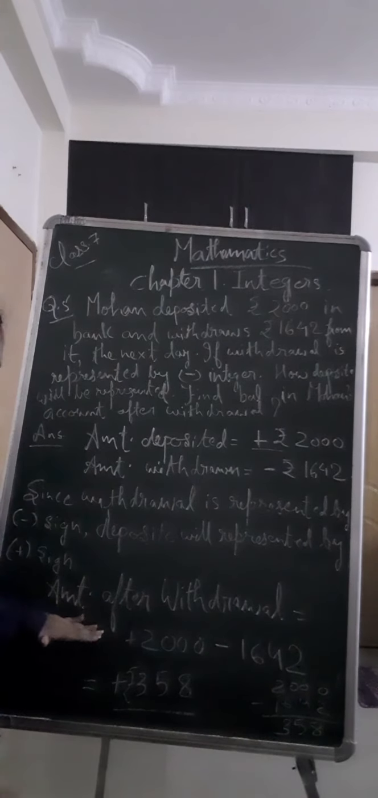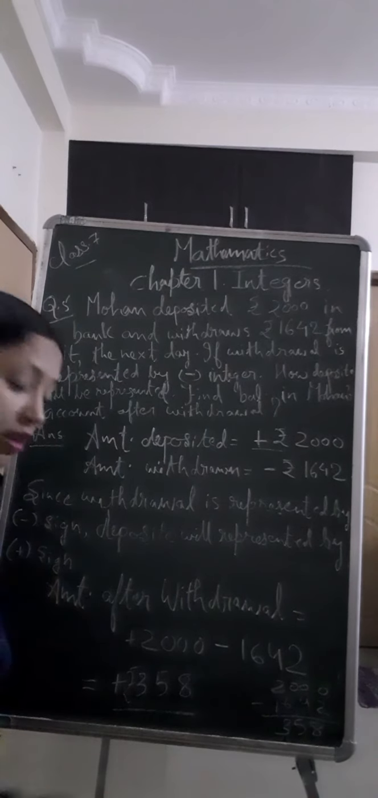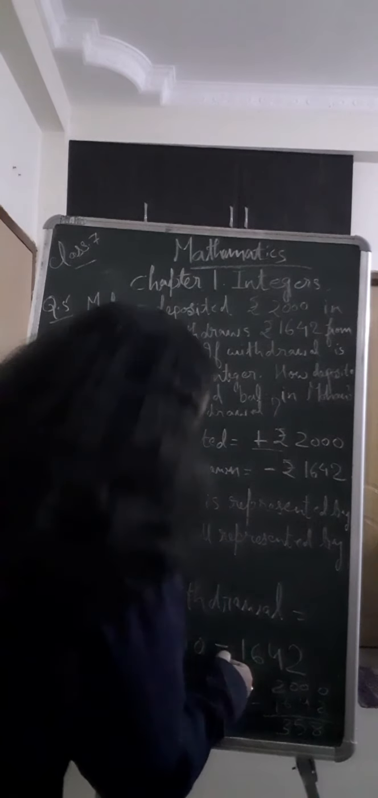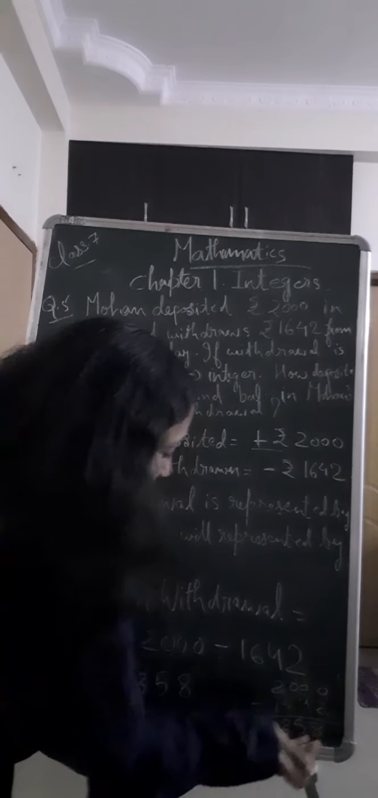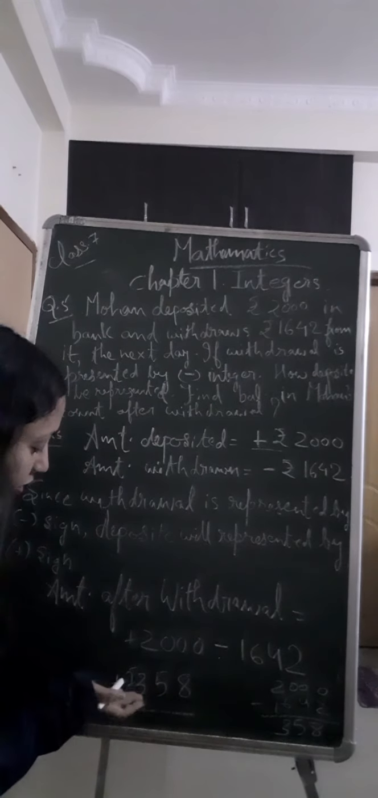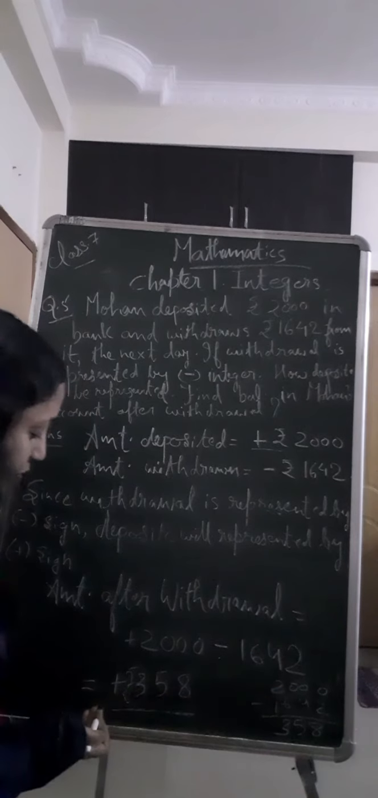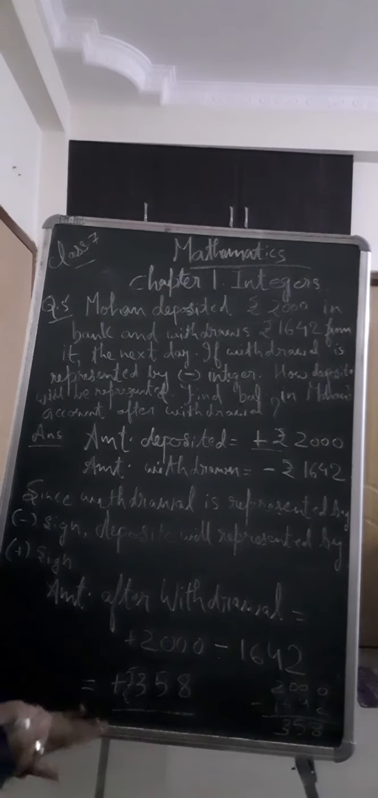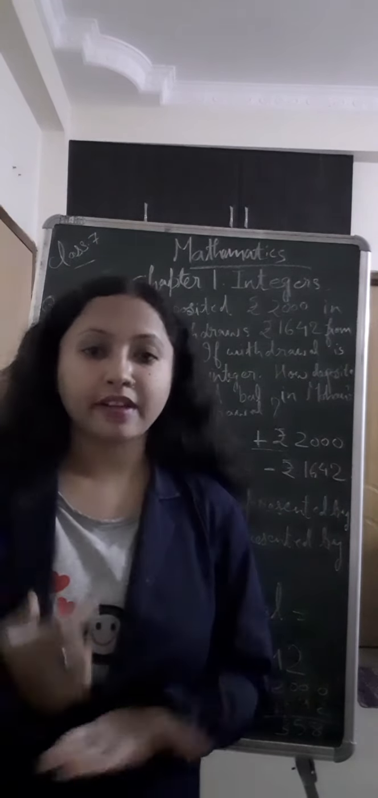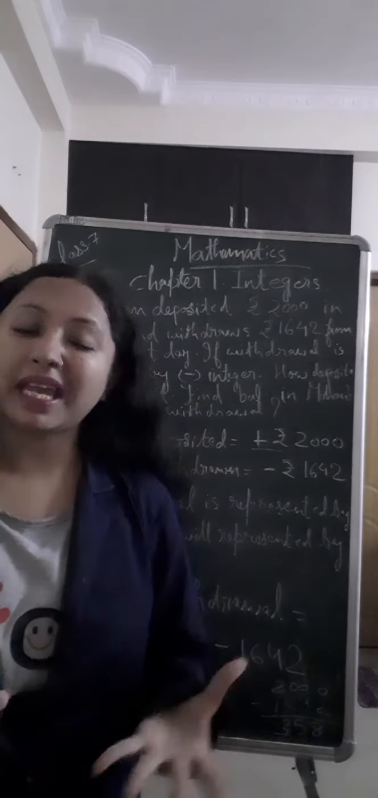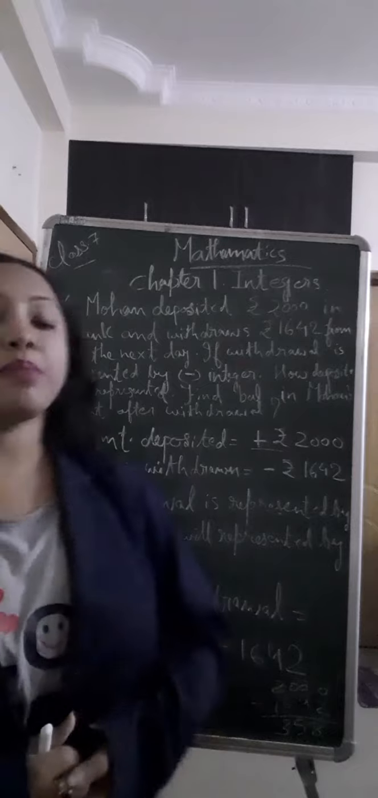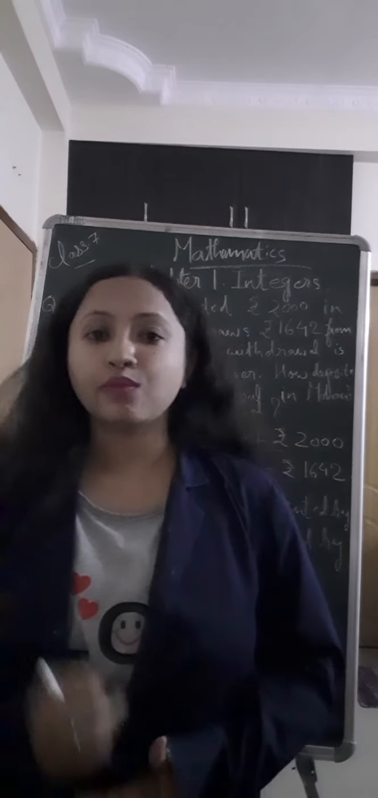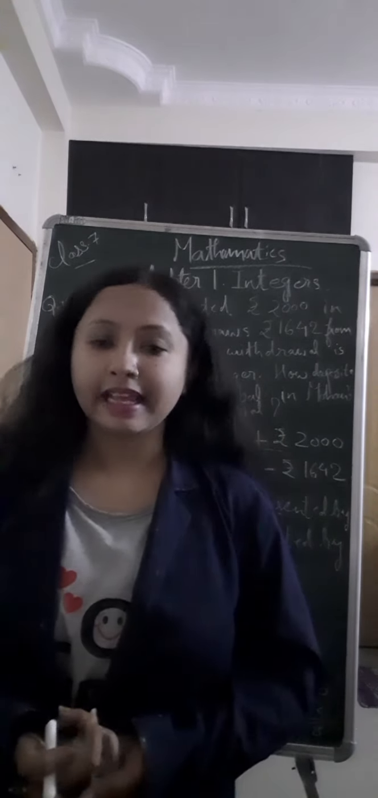Now they have asked what will be the amount after the withdrawal. So children, 2,000 minus 1,642. So we will subtract these two. We are going to get 358 rupees, positive 358 rupees. So 358 rupees is remaining in his account after the withdrawal. Okay, so hope you have understood this. Next we will further discuss the next questions.